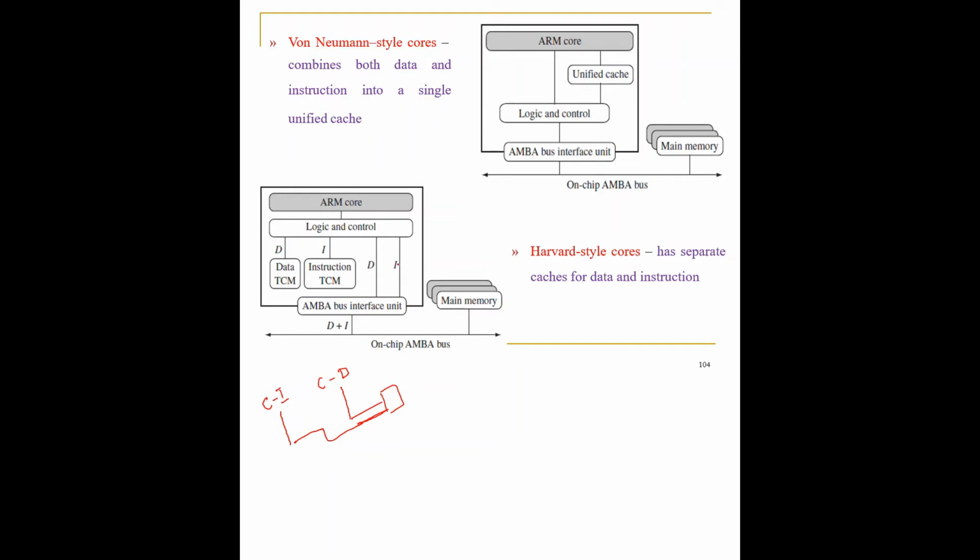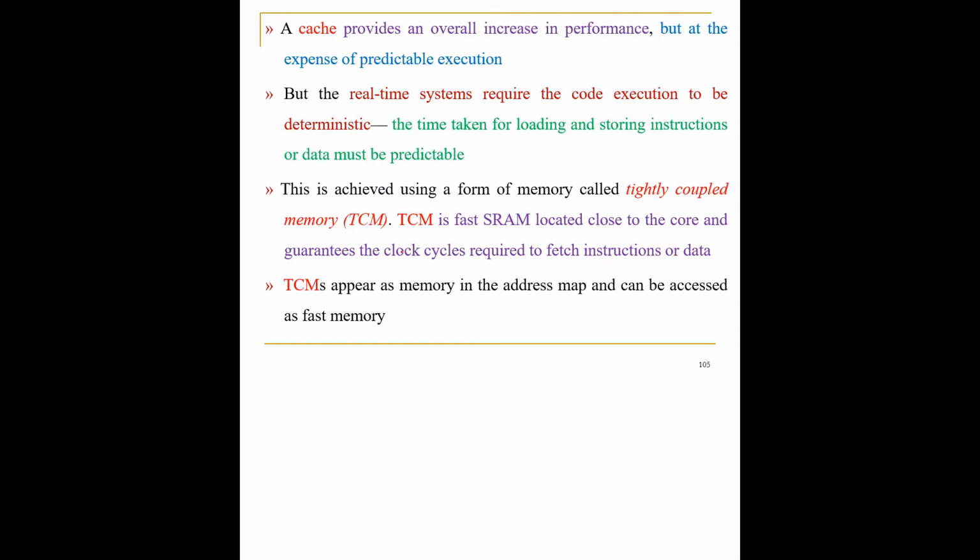This is regarding the Harvard architecture style of my core extension, in which I am going to implement the cache memories. But basically, I know cache memory is going to provide an overall increase in performance, but at the expense of predictable execution. What I mean to say is, suppose I have one instruction and this instruction will get executed in one machine cycle, is what you are predicting. But in case you place a cache memory between the main memory and processor, then this prediction might fail.